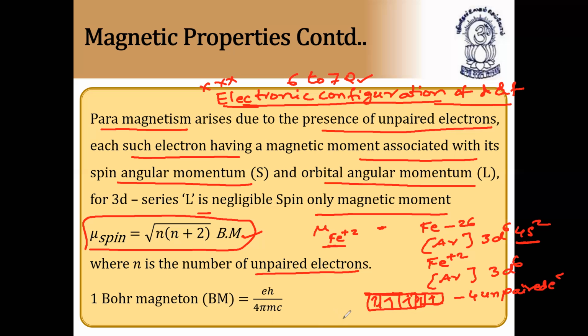So magnetic moment mu is equal to root of 4 into 4 plus 2, that is 4 plus 2 is 6, 6 fours are 24, equal to root of 24. It is almost equal to 4.98 Bohr magneton, because 4 fours are 16, 5 fives are 25. Anyway, we are going to do these numericals later on. So it is 4.98 Bohr magneton.